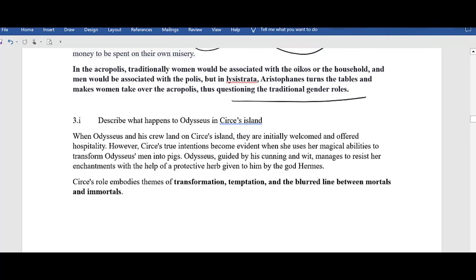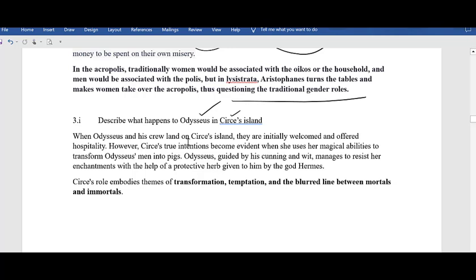Next question is about the description of Odysseus's journey to Circe's island. Now it is to describe, you just have to describe, you don't have to comment, but you can talk about the symbolism that Circe's island has, what does it represent, but mostly you have to describe what happens. So this is one of the simpler questions in the question paper.